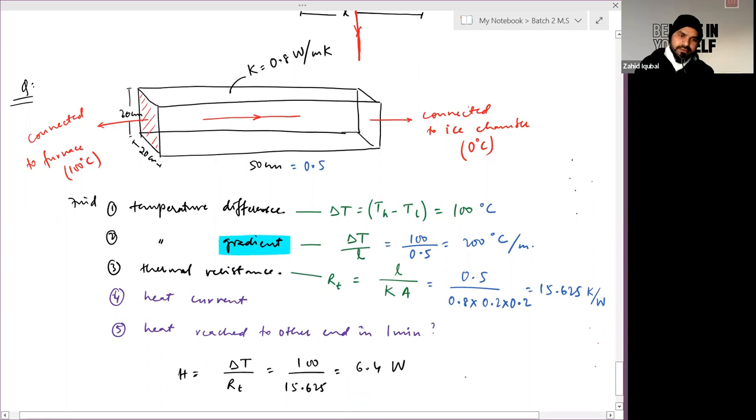And for the last part, if you have to calculate how much heat will reach the other end, H equals Q divided by T. So Q equals H into T. With 6.4, time taken is 1 minute, or 60 seconds. 6 into 4 is 24, 6 into 6 is 36, plus 2, 38. About this much.